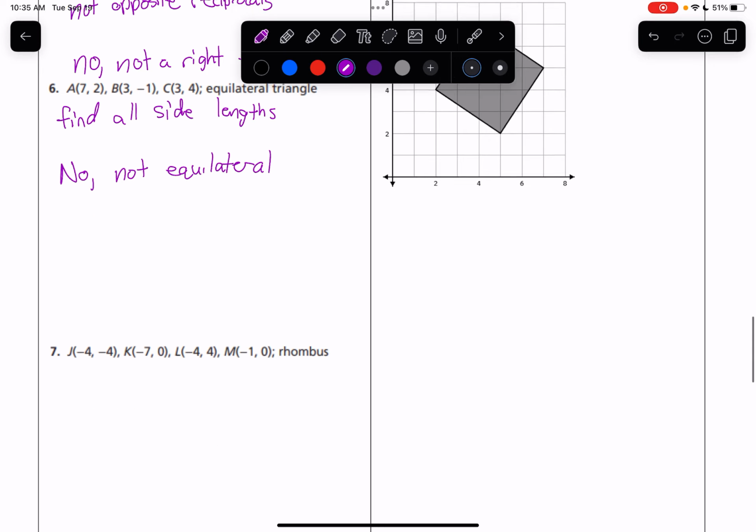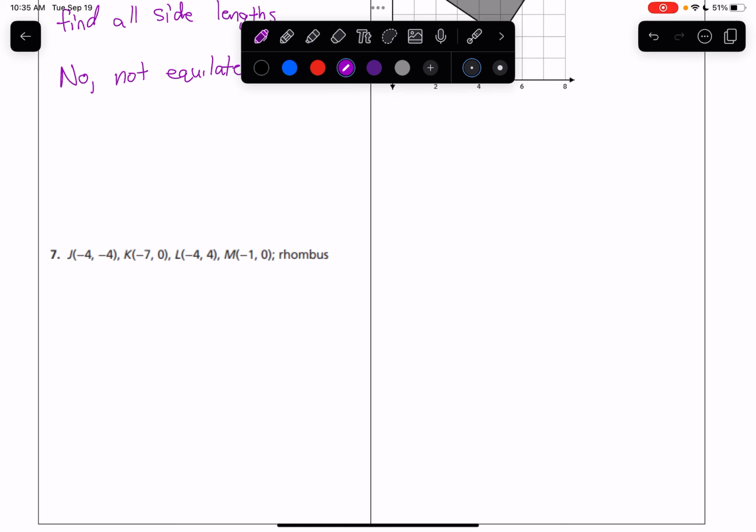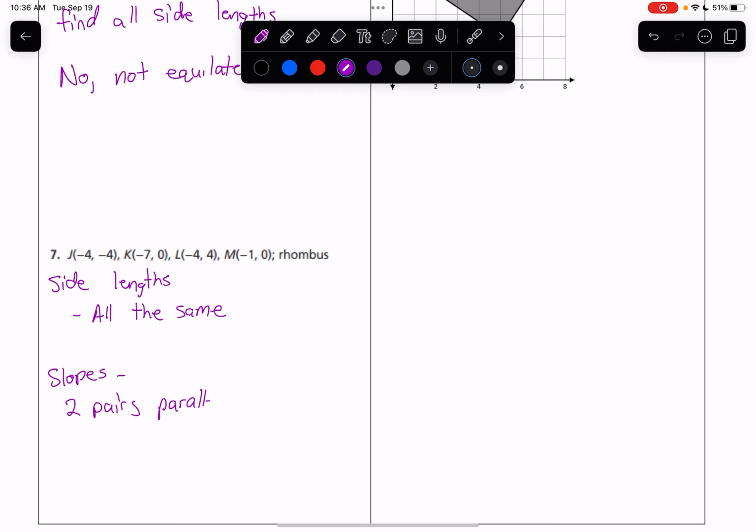Right? Same thing in number 7. To find out that it's a rhombus, when we find the side lengths, they need to be all the same. And when we find the slopes, they would need to have 2 pairs of parallel. And when we find that out, we find that they do, which means that that is indeed a rhombus.